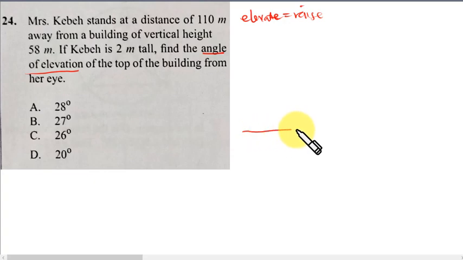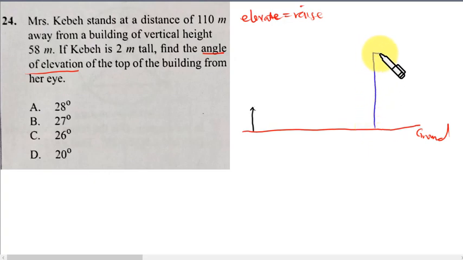Let's draw our horizontal ground. So let us assume that there is the ground here, and we are talking about Mrs. Kebe. So let me put Mrs. Kebe here. Let me draw something vertical to represent Mrs. Kebe. And of course it says that Mrs. Kebe stands at a distance of 110 meters away from a certain building. So let me also put the building here. Let's assume that is the building we are talking about, and we are told that the building is 58 meters. That is the vertical height of the building.